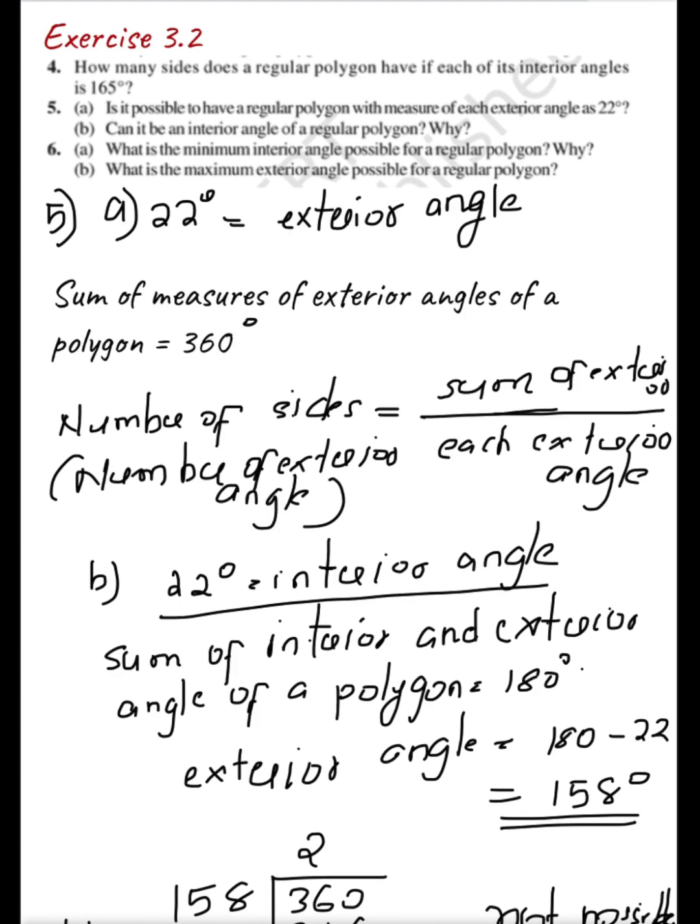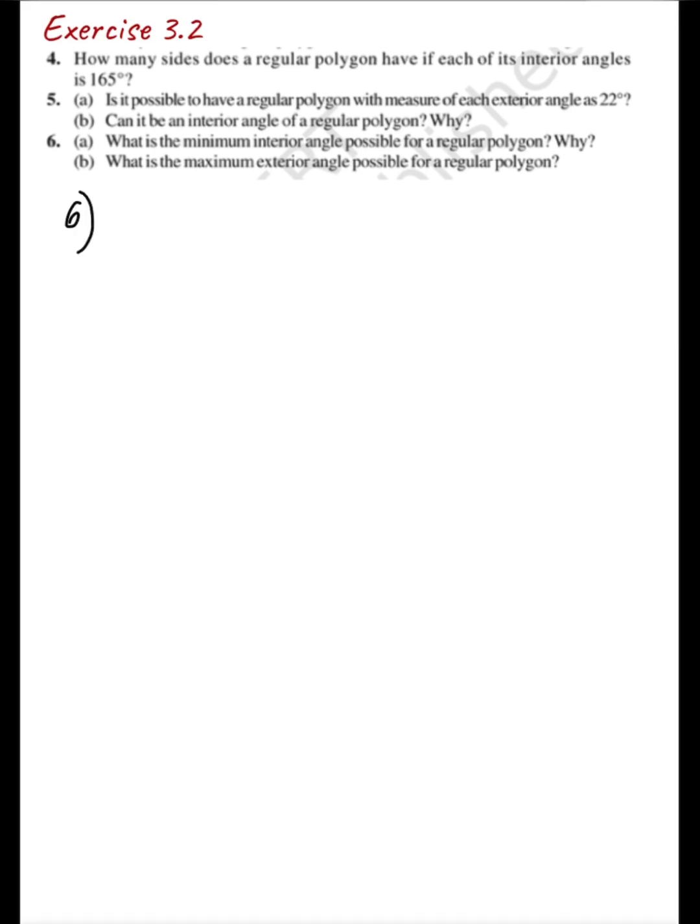Okay, did you understand what I have done here? Okay, now let's see the sixth question. What is the minimum interior angle possible for a regular polygon? Okay, that is the first question. That is, what is the minimum interior angle possible for a regular polygon?